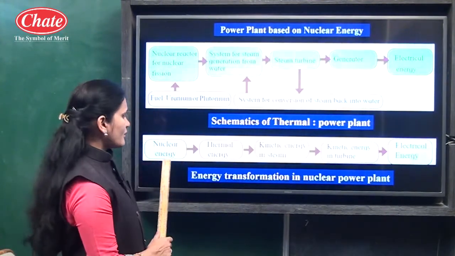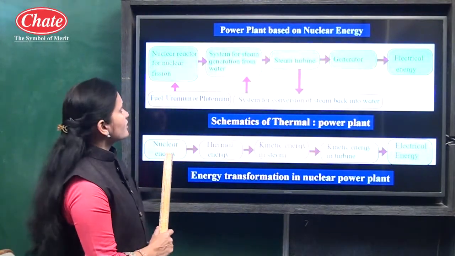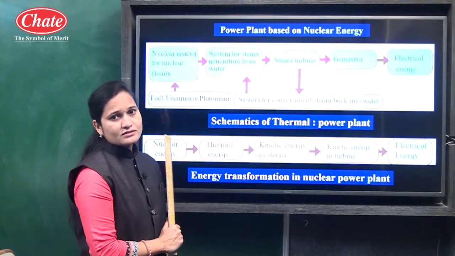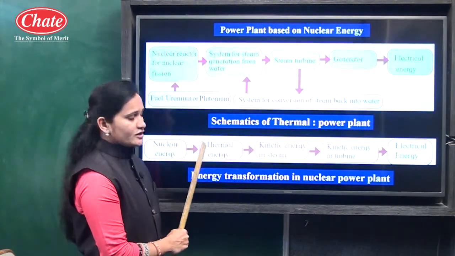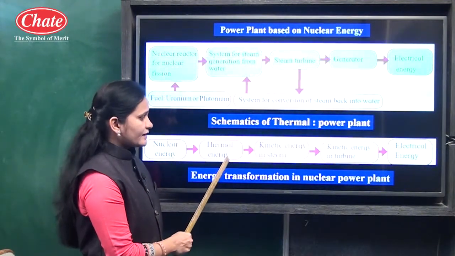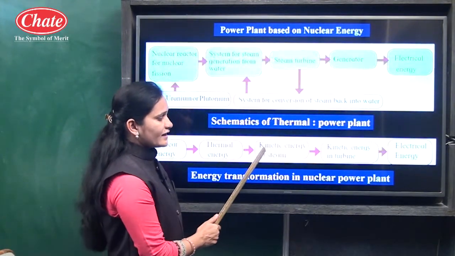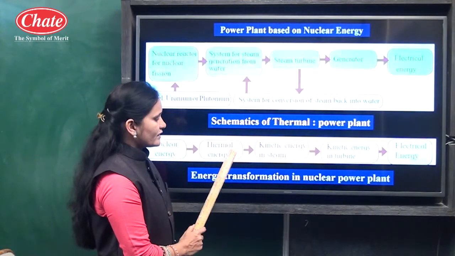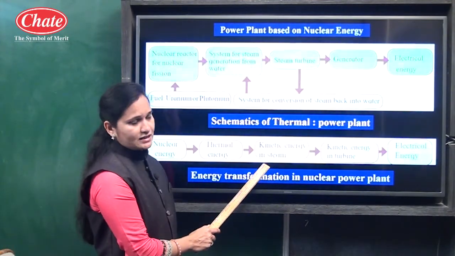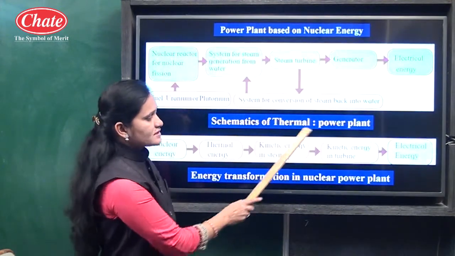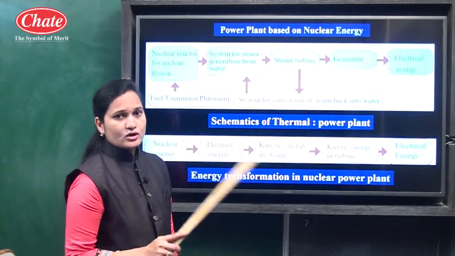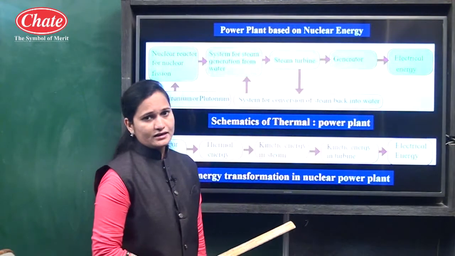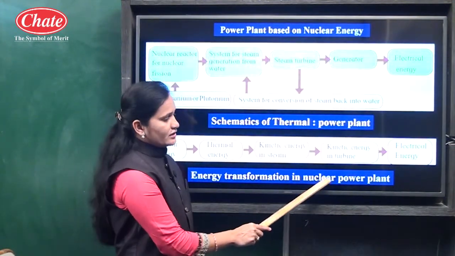Now we will see the energy transformation in a nuclear power plant. How does energy get transferred? The flowchart is here. The nuclear energy produced in the nuclear reactor gets converted into thermal energy, because the energy released in the nuclear fission is used to boil the water. This thermal energy gets converted into kinetic energy in the steam. After the boiling of water, it becomes steam, and the thermal energy gets converted into kinetic energy in the steam. This kinetic energy in the steam becomes kinetic energy in the turbine when it is directed onto the blades of the turbine, and by using the generator, this kinetic energy gets converted into electrical energy. So this is the energy transformation in a nuclear power plant.